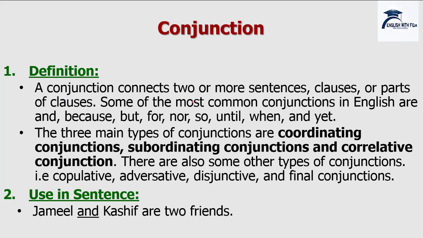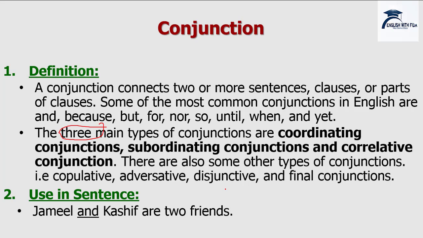A conjunction connects two or more sentences, clauses or parts of clauses. Some of the most common conjunctions in English are and, because, but, for, nor, so, until, when and yet. And there are three types of conjunctions: number 1, coordinating conjunctions, number 2, subordinating conjunctions, and number 3, correlative conjunctions. There are also some other types of conjunctions, for example, copulative conjunction, adversative conjunction, disjunctive conjunction, and final conjunctions.